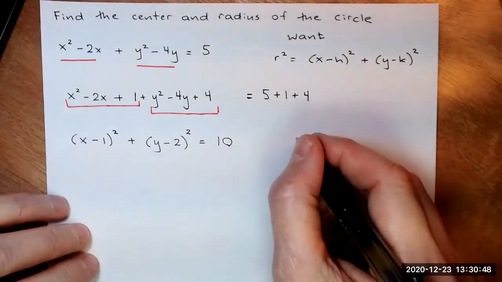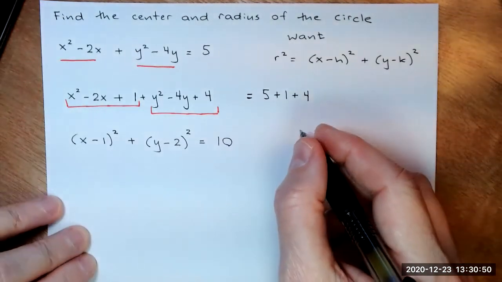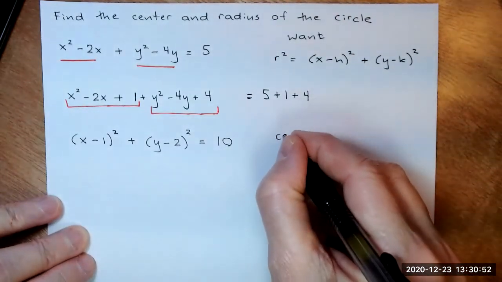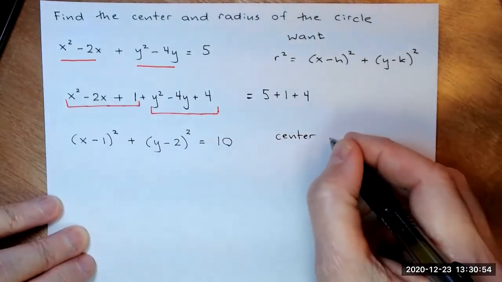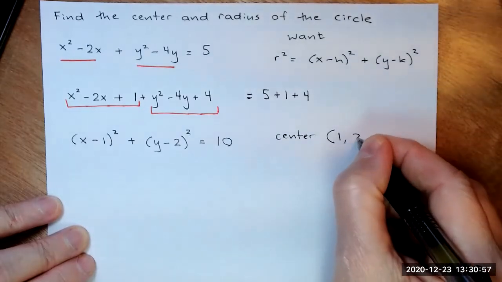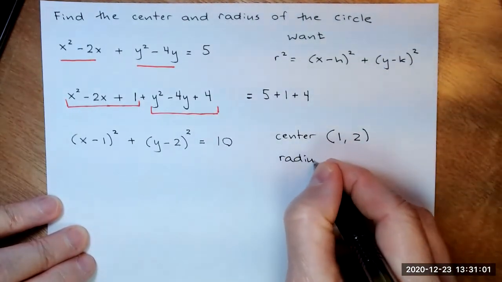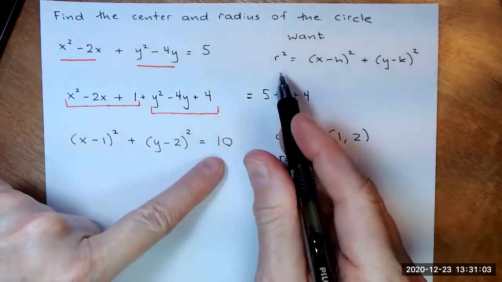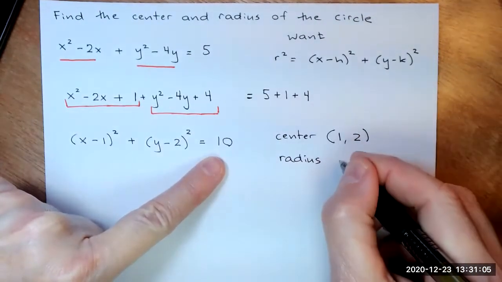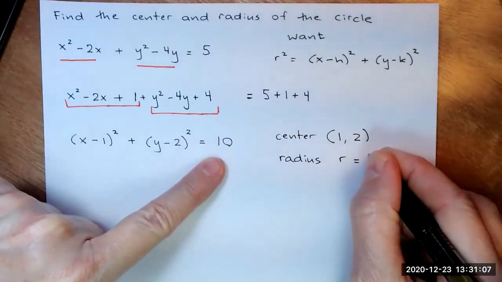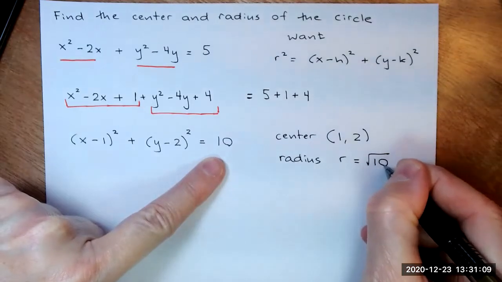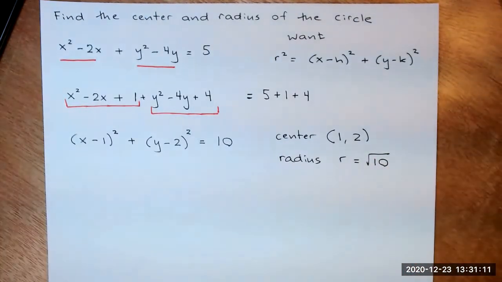So the center is at 1, 2, and the radius, well, 10 is r squared, so r is going to be the principal square root of 10. Let's try another one.